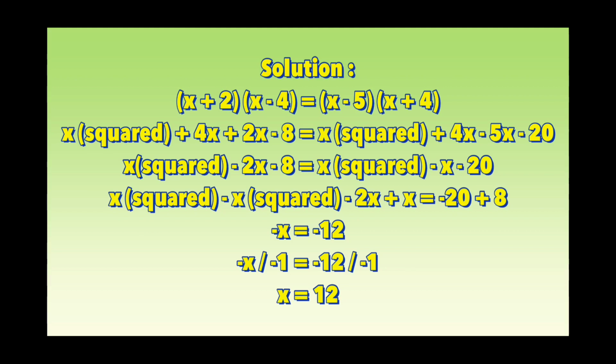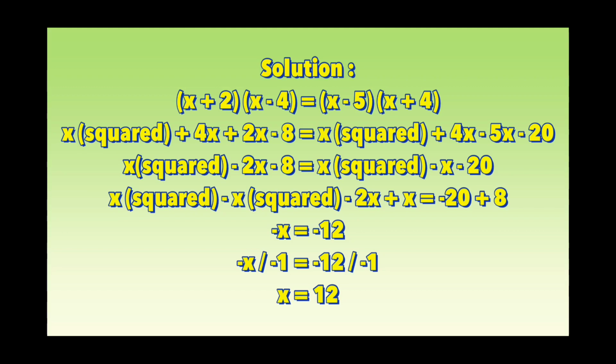And we come now to the right side of the equation. You have to simplify again by multiplying. So we have now x times x equals x squared, x times 4 equals positive 4x, negative 5 times x equals negative 5x, and negative 5 times positive 4 equals negative 20. And after that, we're going to combine like terms.